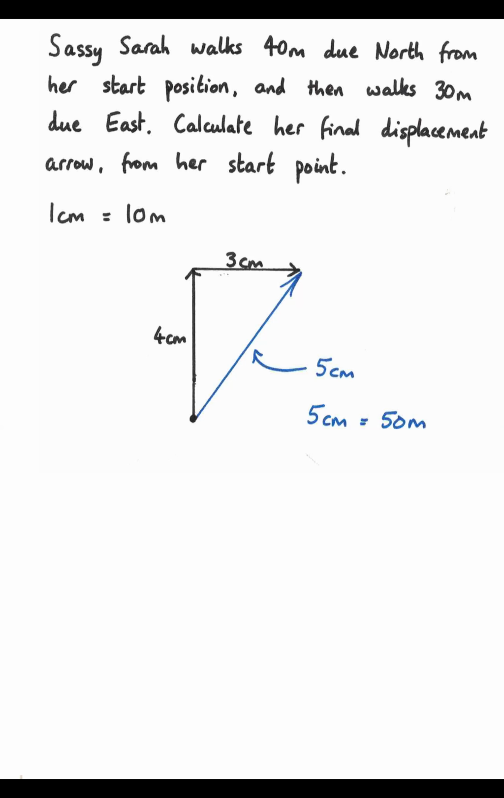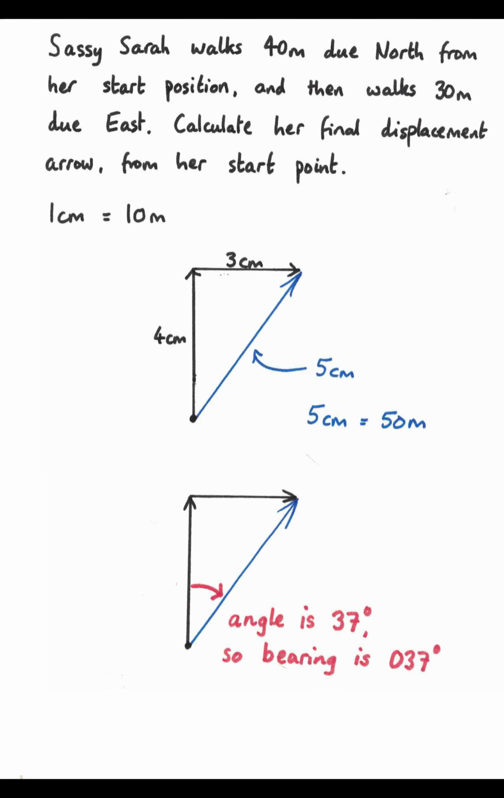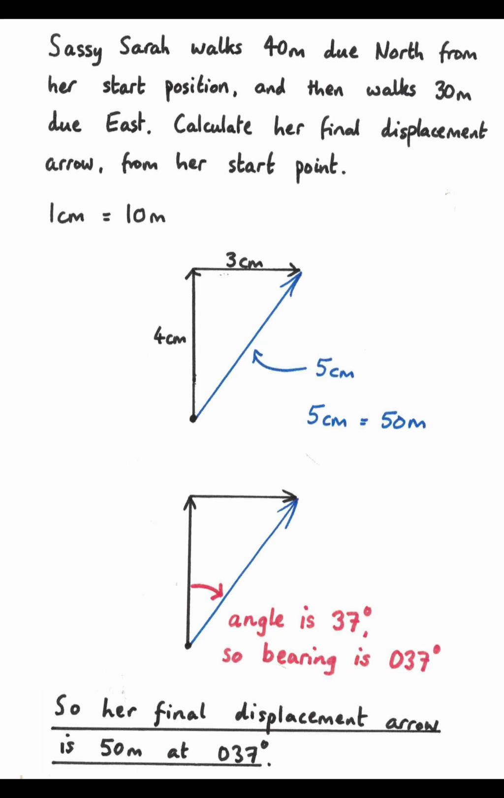Measure the length of that final arrow and convert it back using your scale. Use your protractor to find the angle, then make sure this is a bearing. And that's it. You found the final displacement arrow, both the length and the direction. Put the two parts of the final answer together at the bottom and underline it.